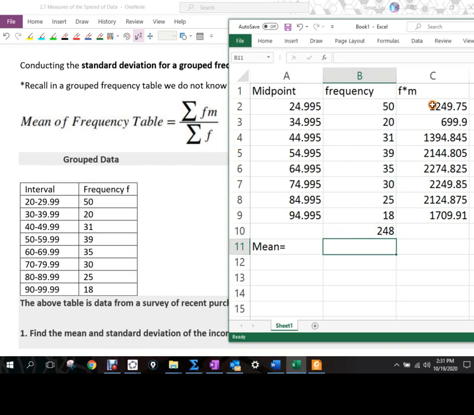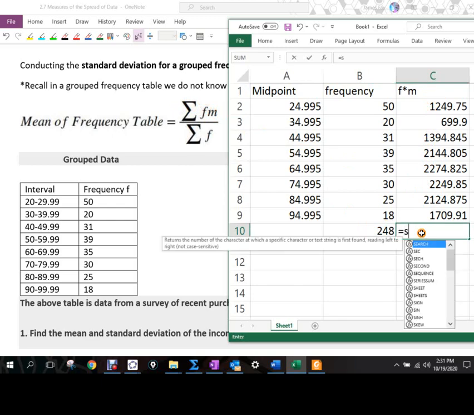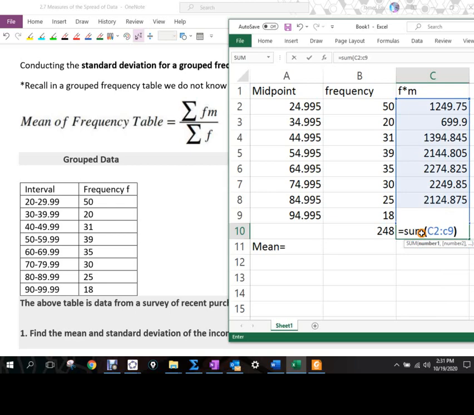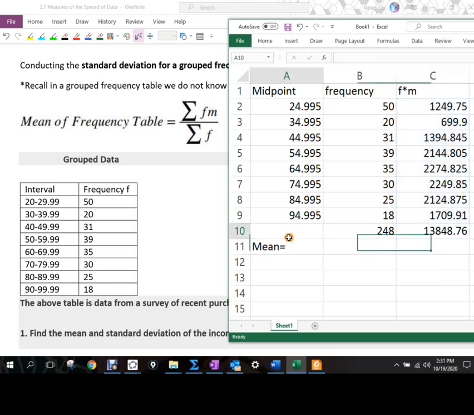I also need the sum of my frequency times my midpoints, because that's my numerator, correct? So I'm going to do that one. I'll hit equal sum, and then we're going to go C2 to C9. And I'm just going to put sum here, just to remind myself that that's the sum of the frequencies, and that's the sum of frequency times midpoint.